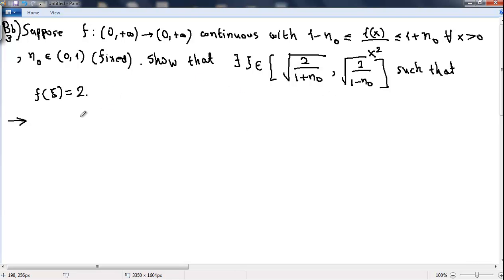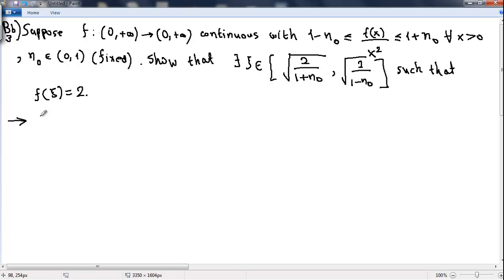Again, this is a more advanced question from the Bristol University exam on analysis, of course. We have a function f from positive numbers to positive numbers, continuous, with 1 minus eta 0 less than f(x) over x squared less than 1 plus eta 0. I want to show that there is xi such that f of xi equals 2, where xi belongs to this interval.